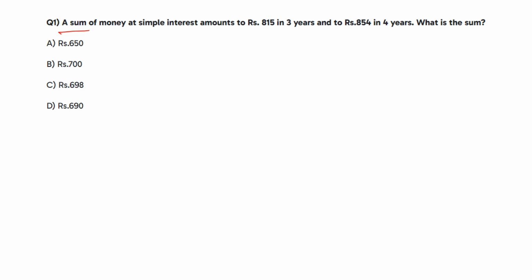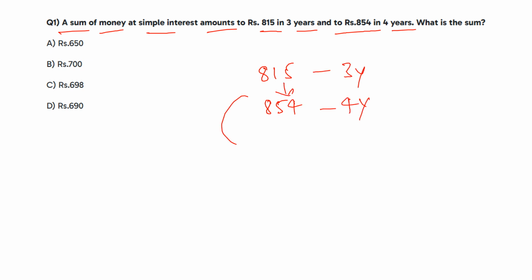First of all, a sum of money at simple interest amounts to 815 in 3 years and 854 in 4 years. So 1 year difference, right? 854 is for 3 years of time? No, 815 is 3 years of time and 854 is 4 years of time. So how much is the interest for 1 year? It means 39, right?